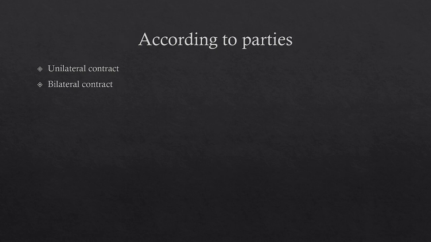According to parties, unilateral contract. It is a one-sided contract. It is a contract where one party makes a promise in exchange for performance of a particular act by any party. Example: C promises to pay 1,000 rupees to anyone who finds his lost bag. B found the bag and returned it to C. It is a unilateral contract which came into existence when the bag was found.